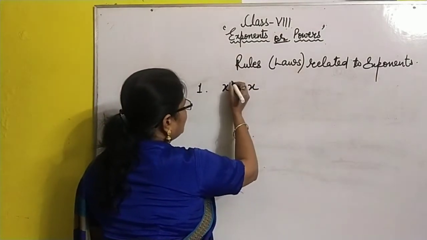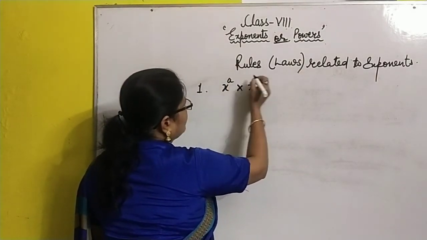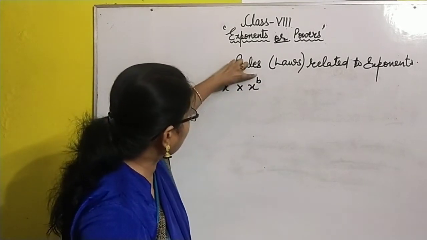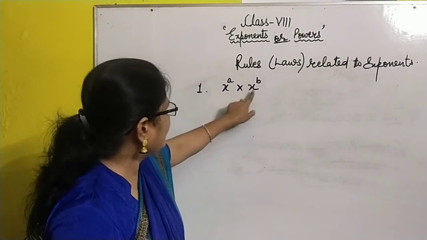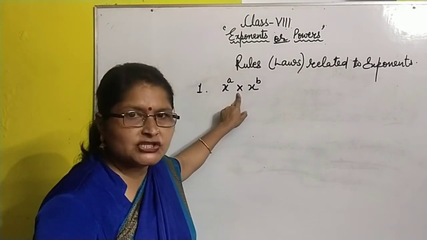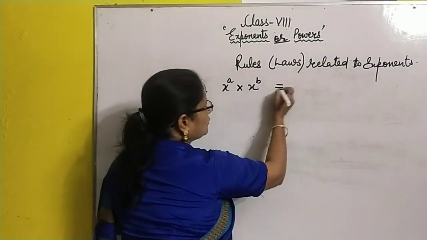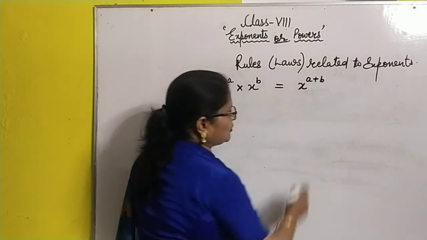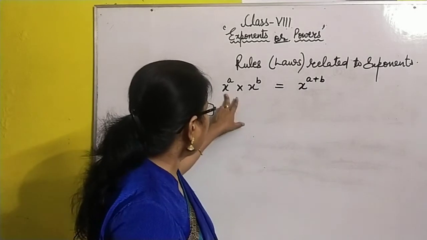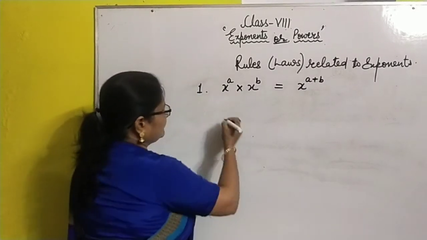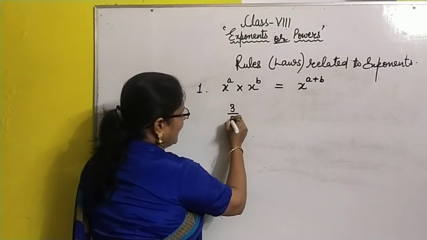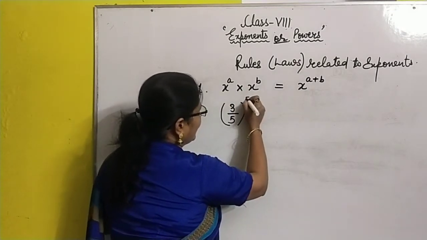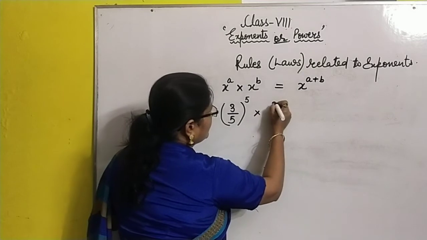and their exponents are different, and between the bases there is a multiplication sign, what will you do? You will add the exponents. Suppose I take one example: 3 upon 5 raised to the power 5 into 3 upon 5.